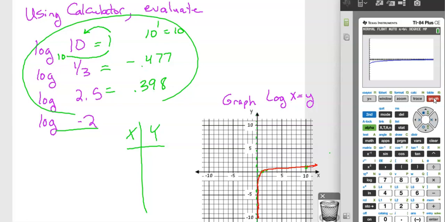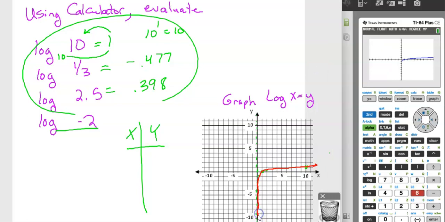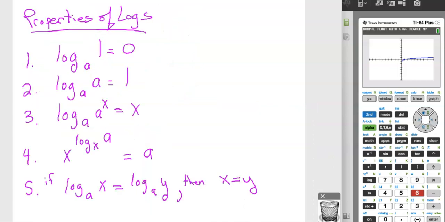And you can play around with the window. I'm just going to take it back to normal. You can play around with it, but it literally gets really close to that asymptote right there, and it goes like that. Now, all log functions are going to look like that. Okay, all log functions. Unless it's transformed or translated left or right or up or down, it's always going to look generically like that.